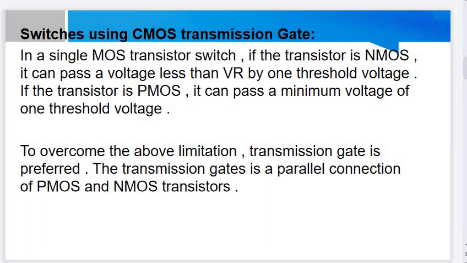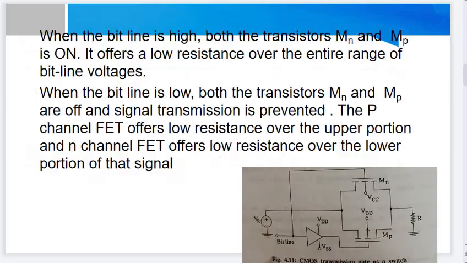In a single MOS transistor switch, if the transistor is NMOS, it can pass a voltage less than VR by one threshold voltage. If the transistor is PMOS, it can pass a minimum voltage of one threshold voltage. To overcome the above limitation, the transmission gate is preferred. The transmission gate is a parallel connection of PMOS and NMOS transistors.